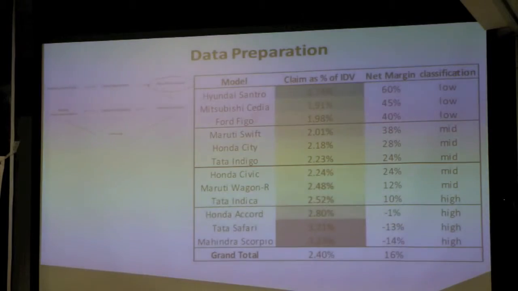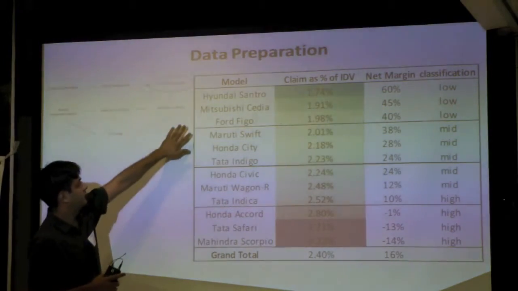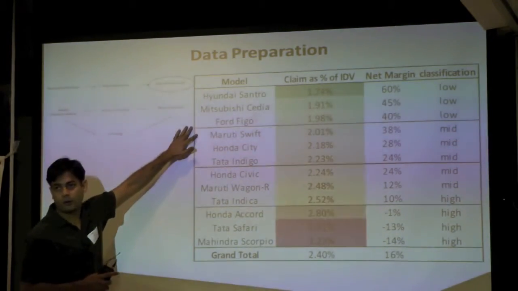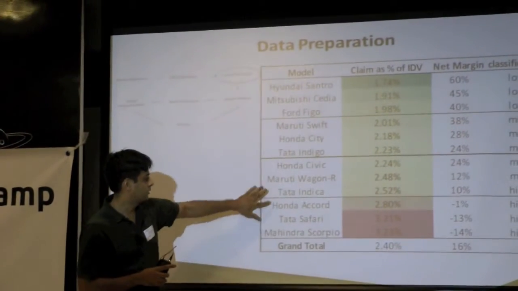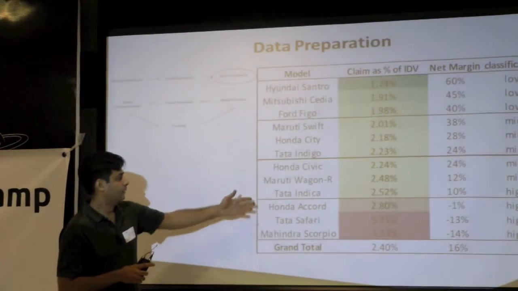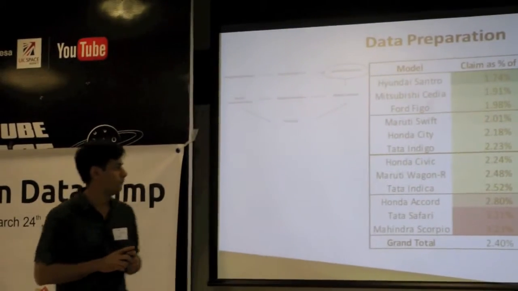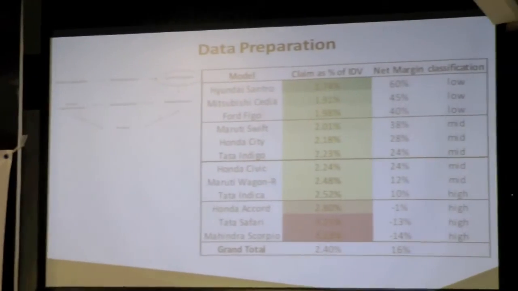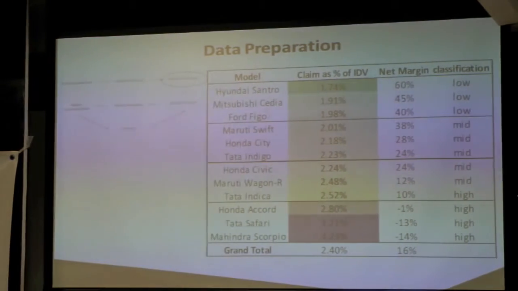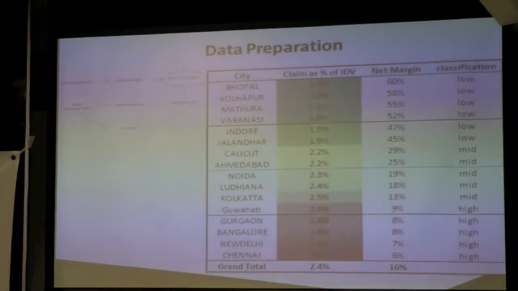Just looking at this table, you can immediately see that the models at the top are highly profitable for the company. The models at the bottom are not profitable. The bottom three, in fact, are loss-making for the company, right? We've also classified them into low, medium, high. We've done the same with the cities.